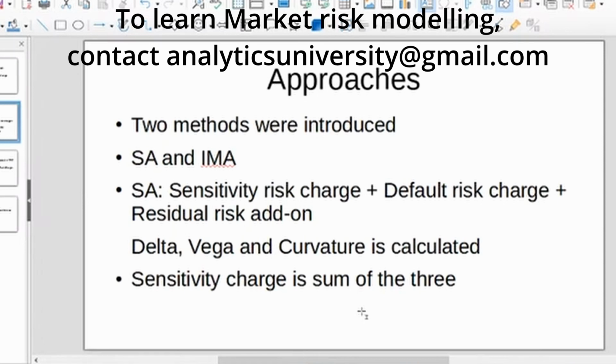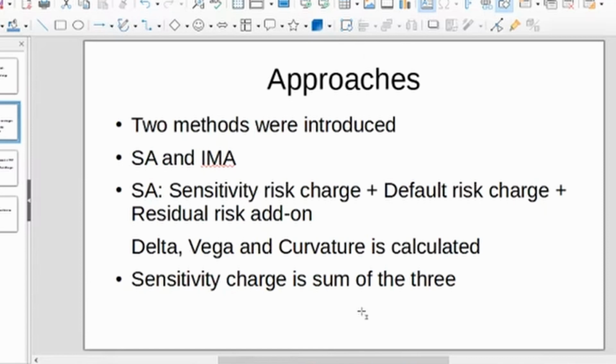So now the standardized approach consists of three components. One is the sensitivity risk charge, the other one is the default risk charge, and the third one is the residual risk charge. The sensitivity risk charge is calculated using three different financial metrics called delta, vega, and curvature. Delta, vega, and curvature together are calculated, and that constitutes the sensitivity risk charge. In brief, sensitivity is how sensitive your instrument is towards the market movements. But that's only the first part. There are two other parts: default risk charge and residual risk add-on.